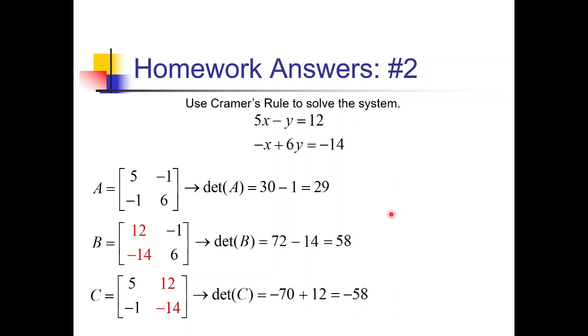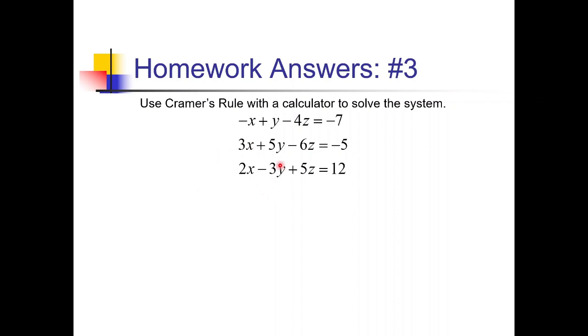So to find the x value, I need the determinant of B over the determinant of A. That's going to be 58 over 29, which gives us 2. And then for the y value, I have determinant of C over determinant of A. So -58 over 29, which comes out to -2. So then our solution for this one is going to be 2 comma -2.